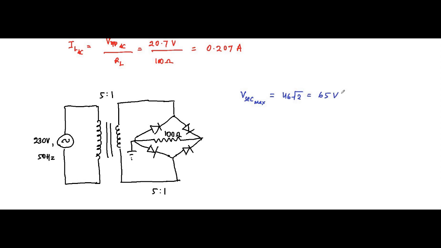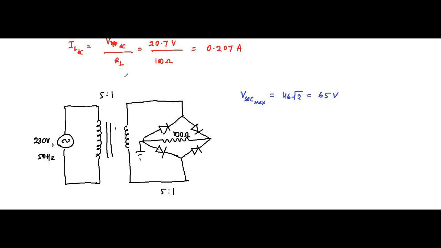But here what is the difference? The crucial difference between the center tapped and bridge type full wave rectifier is that here this entire 65 volt, the maximum secondary winding voltage, is the maximum voltage which is subjected to the bridge type rectifier circuit, and here also this entire voltage is subjected to the diode circuit.